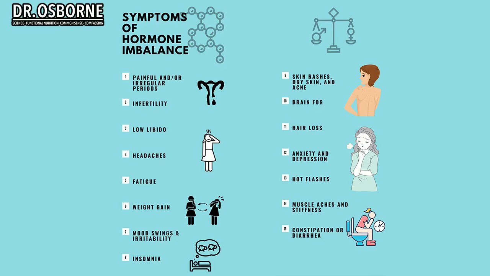There are a lot of different hormones: estrogen, progesterone, cortisol, insulin, testosterone, DHEA, thyroid hormone, adrenal hormones. But I want to talk about some of the most common symptoms associated with hormone disruption. If you have anything on this list, you might consider yourself to be struggling with a hormone issue. Going through these symptoms: painful and irregular periods.